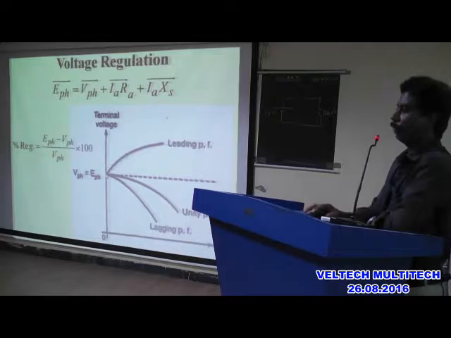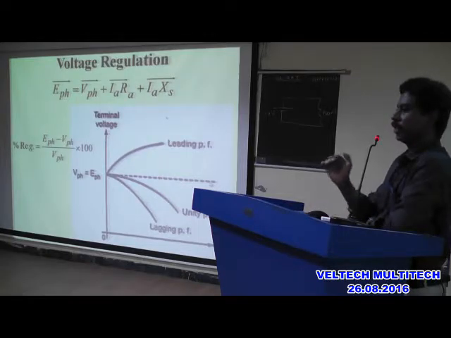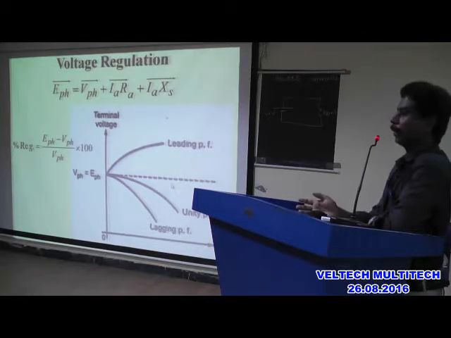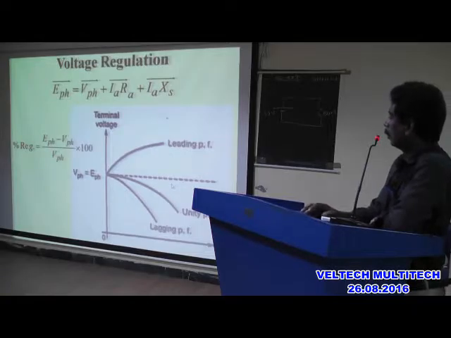For example, say 400 volt at full load. If you increase the load, the load current also increases. At full load, you have to get the same 400 volt. So the terminal voltage is supposed to be a straight line, parallel to the x-axis. But in practical case, it will not be like that.